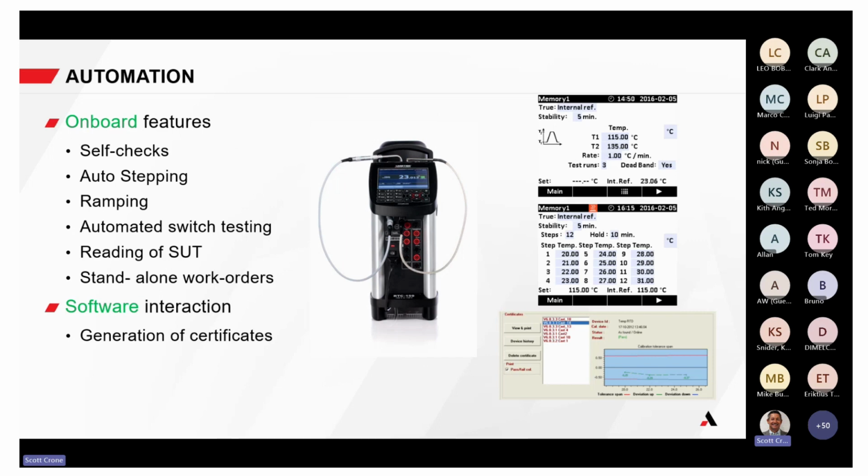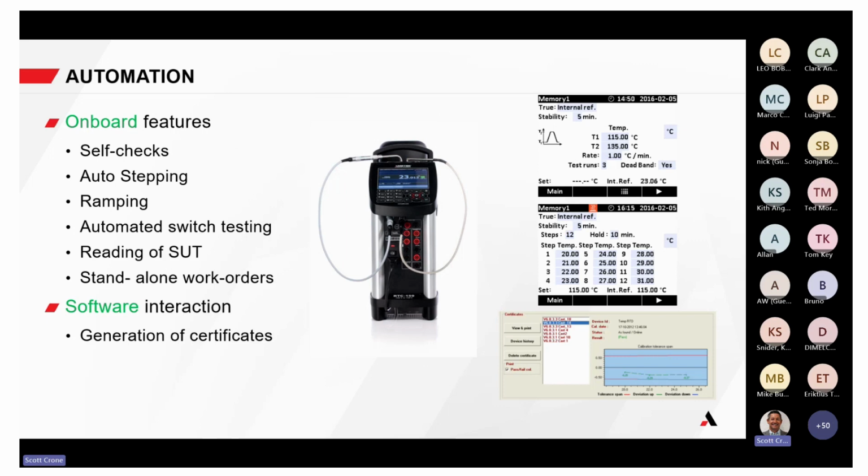Ramping is going up and down through temperatures at a specific rate, which follows on to automatic switch testing. Automatic switch tests are probably one of the most valuable tools available on dry blocks at the industrial level. Time is money. And again, going back to what we talked about very early on in this presentation, temperature takes time.